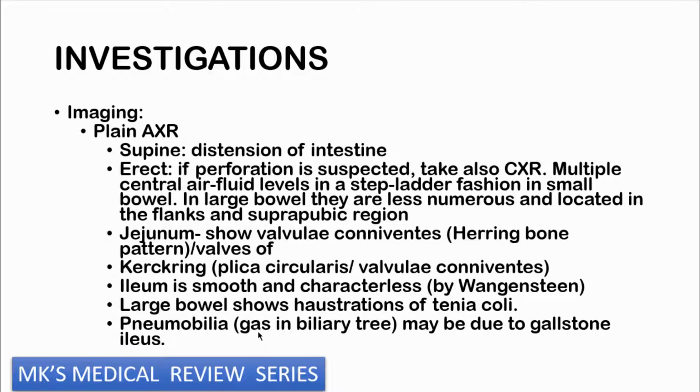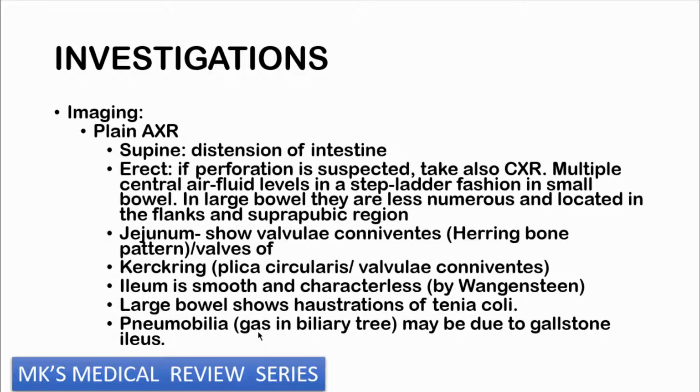Of course, if you suspect that there's perforation, also order a chest x-ray and look for air under the right side of the diaphragm. Remember, on the left side of the diaphragm you have a gastric bubble that is normally there, so do not confuse that with intestinal perforation. On the erect x-ray, you may see multiple central air fluid levels in a stepladder fashion in small bowel obstruction. In large bowel obstruction, they are less numerous and they're usually located in the flanks as well as the suprapubic region.